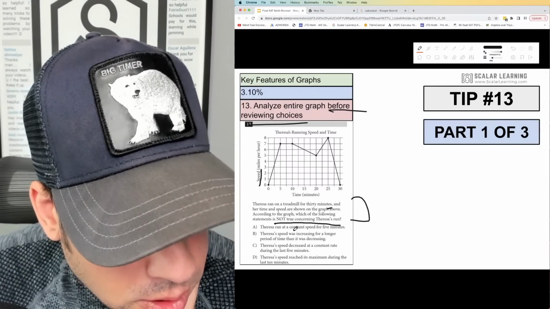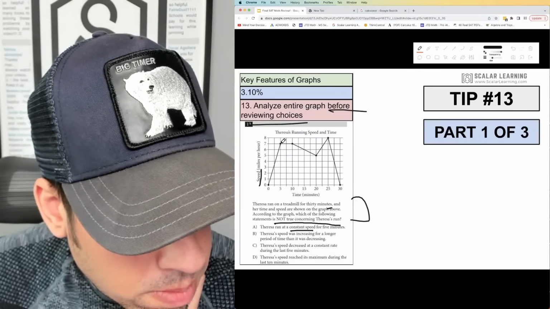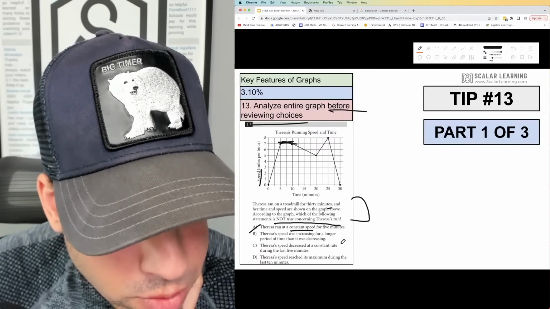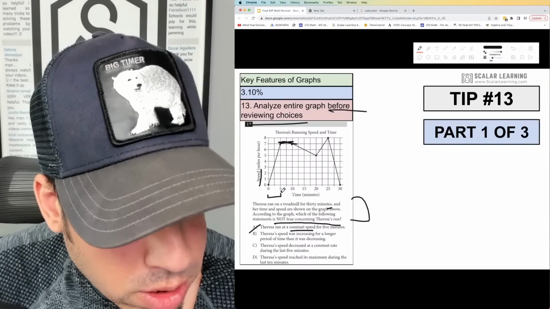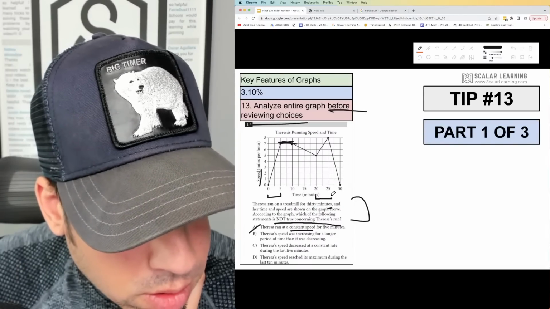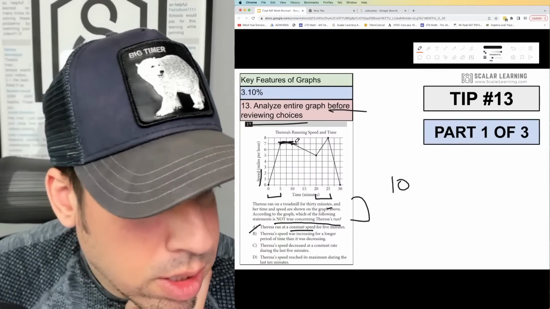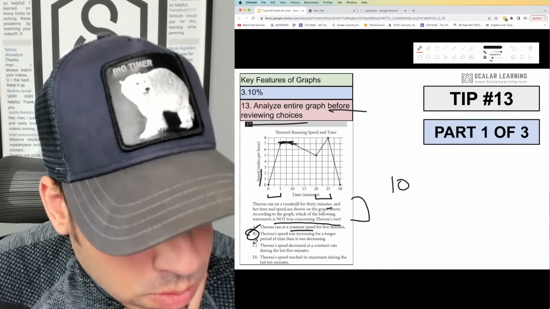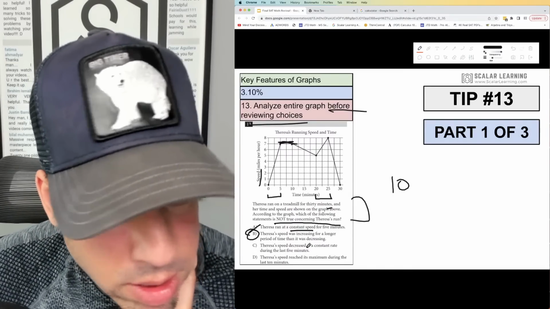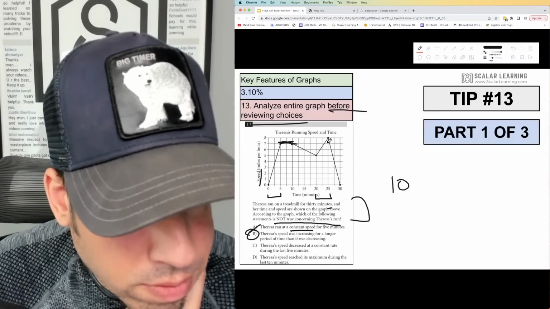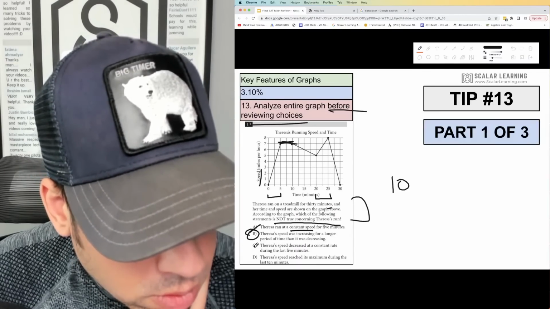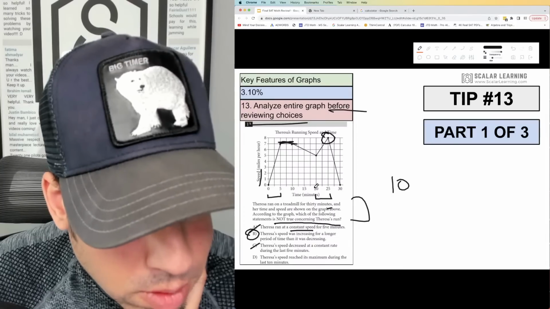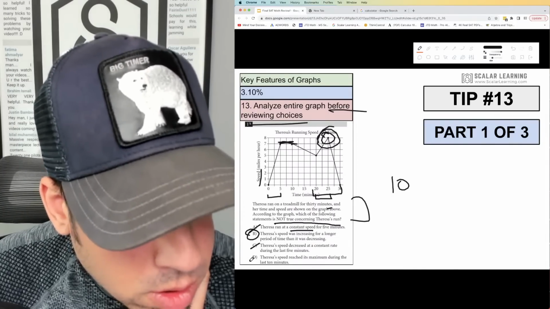Okay. Constant speed for 5 minutes. That's true. There's my constant speed. That's where it didn't change. Teresa's speed was increasing for a longer period of time than it was decreasing. Increasing. Increasing. So that's increasing for 10 minutes. It's decreasing for 15. So that's not true. Oh, well, that's the answer, I guess. But anyways, and then the speed decreased at a constant rate during the last 5 minutes. That is true. And her speed reached its maximum during the last 10 minutes. Yes, it did. Right here's the last 10 minutes. There's the max. So anyways, B is the answer.